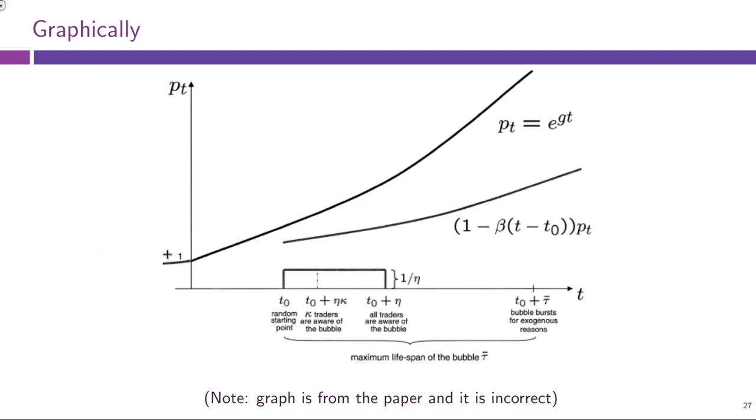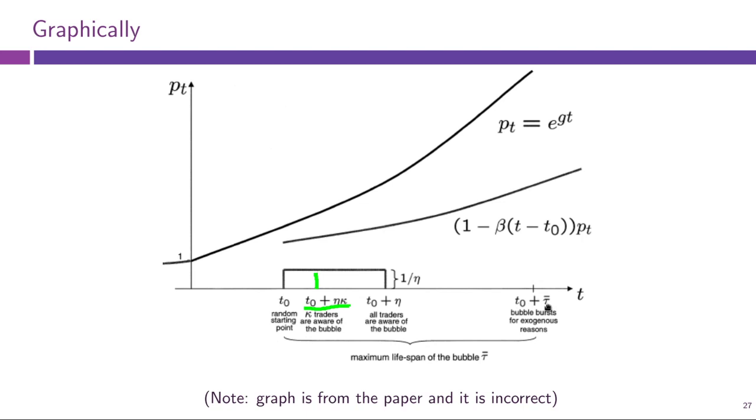And of note here is time T0 plus eta kappa. This is the time when kappa informed traders, kappa rational traders, are aware of the bubble. So just enough to collapse the bubble if all of them decided to sell, if all of them did the right thing. So this is the time that will be a little important later. And once again, to remind, there will be time T0 plus tau bar at which the bubble will collapse exogenously.